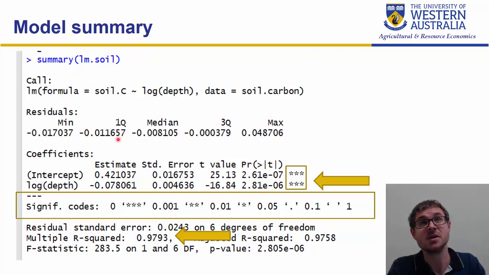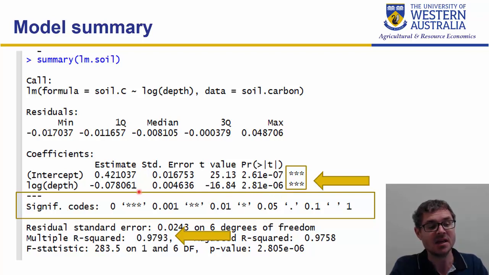So the coefficients are the bit that we want to look at. You can see there's my log of depth, and it has conducted a t-test. The t-value is -16. We know from looking at t-tests that once we get beyond an absolute value of 2, it's going to be statistically significant. That's what it's reporting over here.